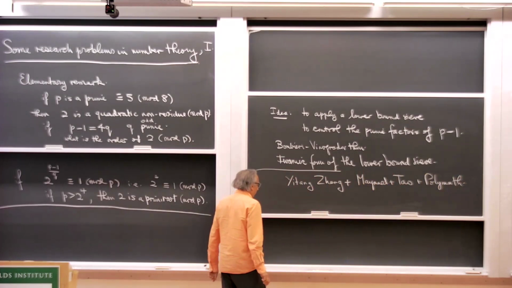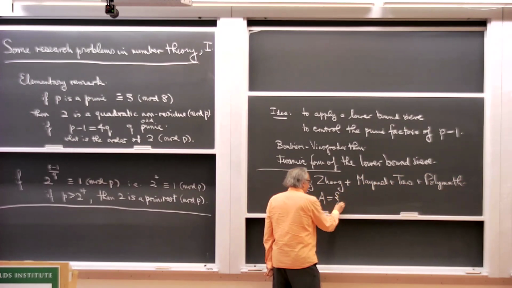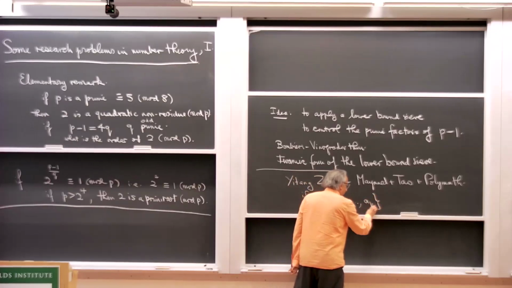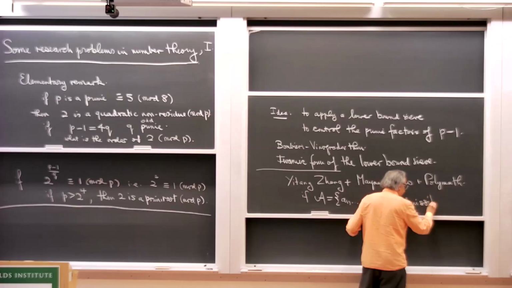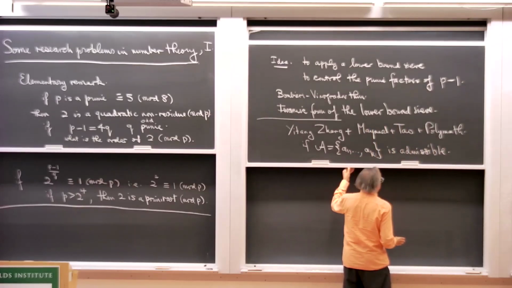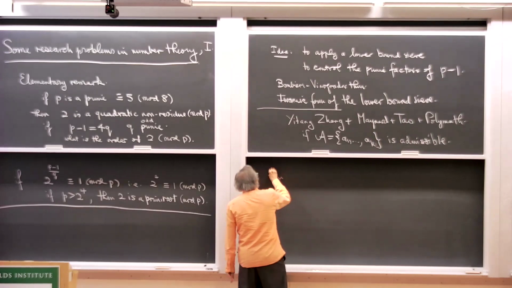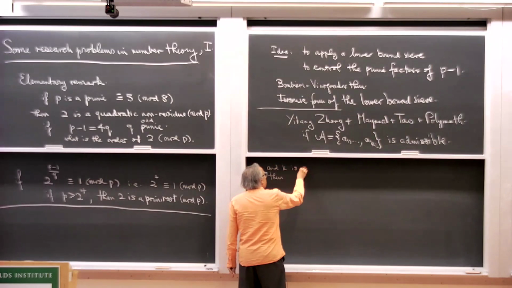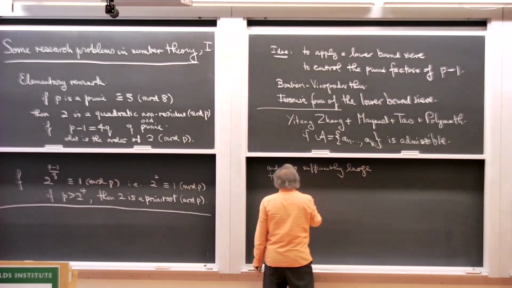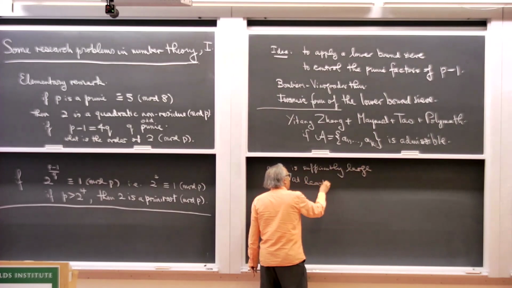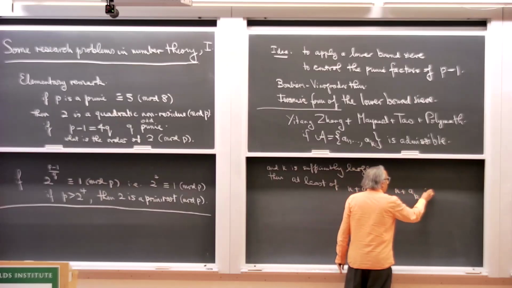And so what we have now is something like this: if a set A consisting of A1 to AK is admissible, I'll tell you what that means in a second, and K is sufficiently large, then at least one of n plus A1, ..., n plus AK is prime.